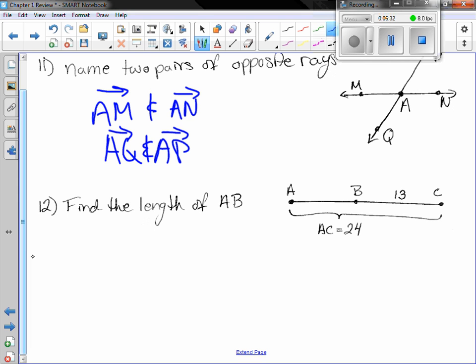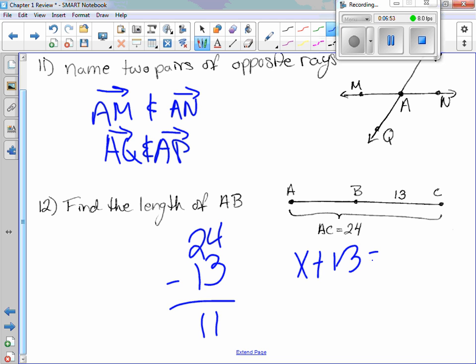Okay, looking at number 12. Are there questions on 12? Because what do we do? Yep, find the length of AB. The whole thing's 24. Part of it's 13. We can do 24 minus 13 and get 11. Because really what we're saying is x plus 13 equals 24. We would subtract 13 from both sides and get x equals 11.